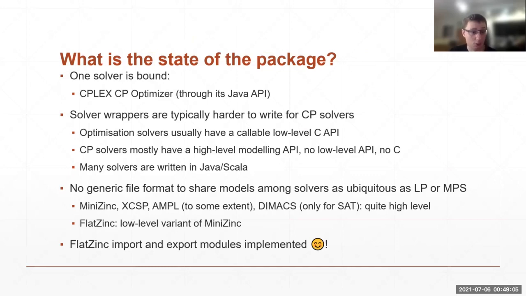So you have MiniZinc, for example, as a way to share models. You also have XCSP, which is an XML variant. AMPL also can do some CP models. DIMACS is a version that only works for SAT models. So these four are quite high level. You can use a lot of different constraints. You also have FlatZinc, which is a variant of MiniZinc, and it only focuses on low level constraints. So to provide models to a lot of solvers from this Julia package, I implemented an import and export module for FlatZinc, so that it's possible to move your models to other environments.